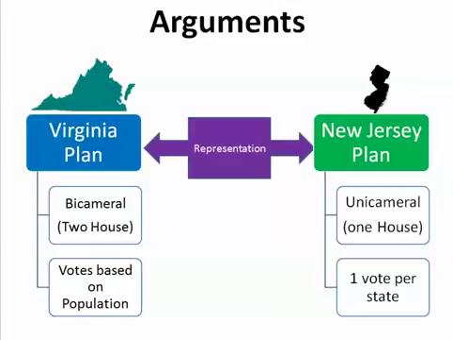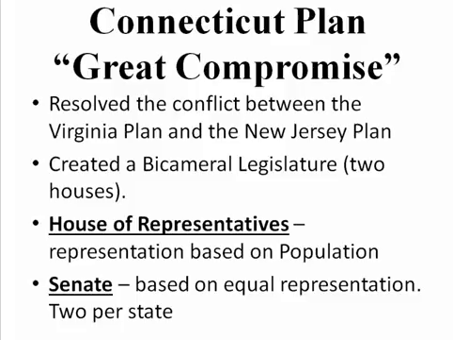Okay. So we have an argument here, and everybody's looking out for themselves, and in comes this great compromise. This compromise is going to settle this argument. The Great Compromise is actually called the Connecticut Plan. A delegation from Connecticut came in and said, here's a solution. We call it the Great Compromise.